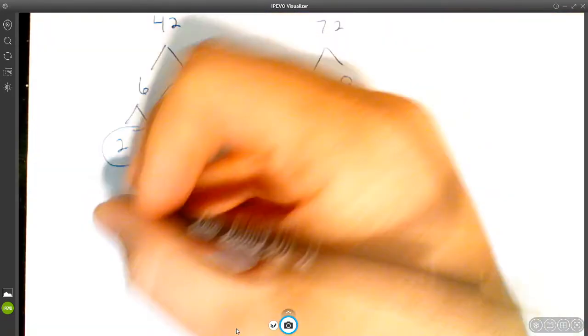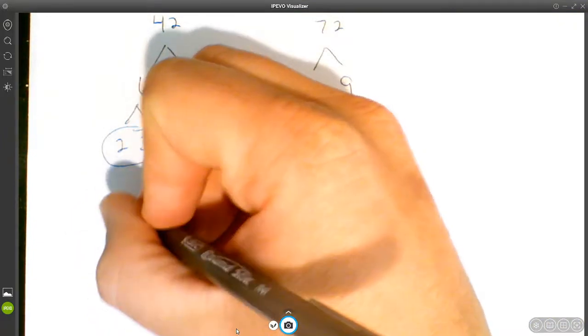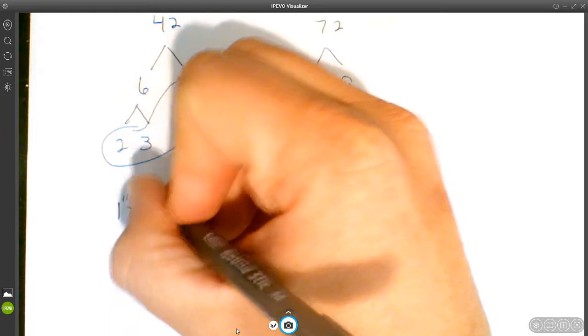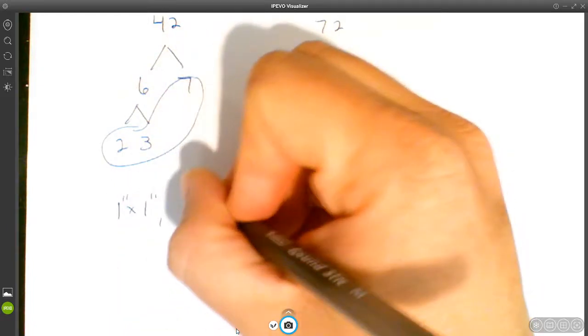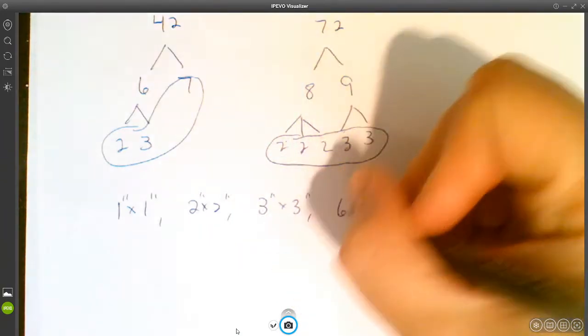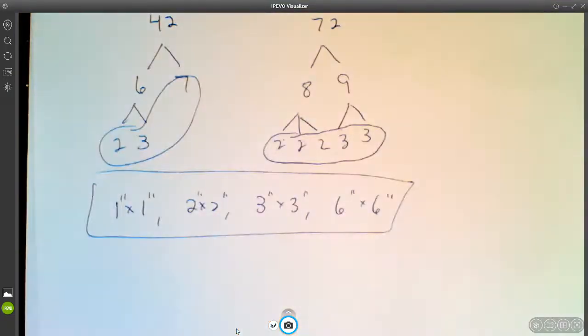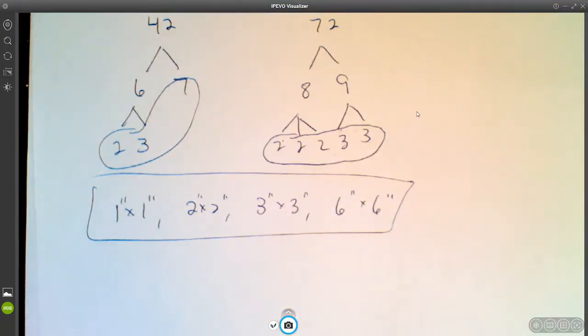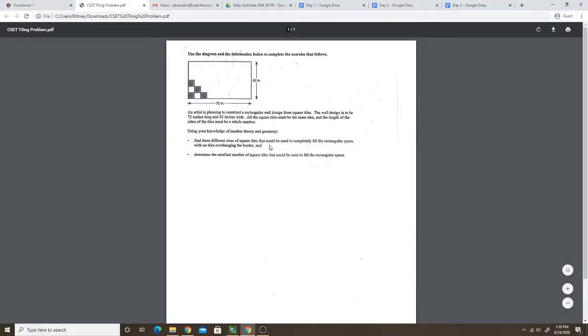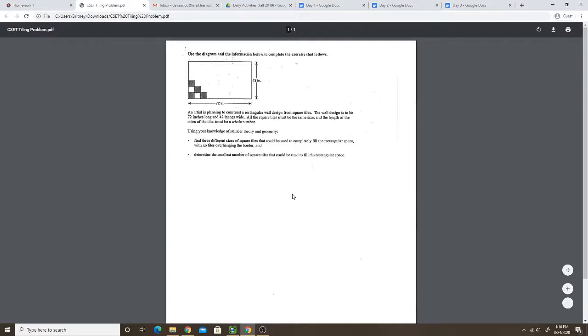So tiles that will do the job, right? Tiles that will do the trick would be 1 by 1 inch tiles, 2 by 2, 3 by 3, and 6 by 6. Those are the 4 possible tile sizes that you could use to fill up that space. Okay, so that answers that first question. And in fact, we were only supposed to find 3, and we found 4. So I think we earn a double gold star with a rainbow around it or something.